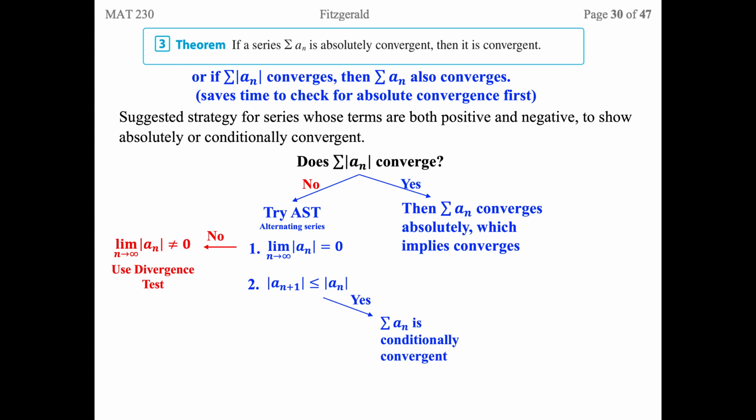Continue to 2. If it is going to be decreasing, then yes, it is conditionally convergent. If number 2 is no, then there's no conclusion. We have nothing we can do. So this is a flow chart that you should consider using. Always test for absolute convergence first, because once you have this, you're done. If it converges absolutely, then it will also converge.